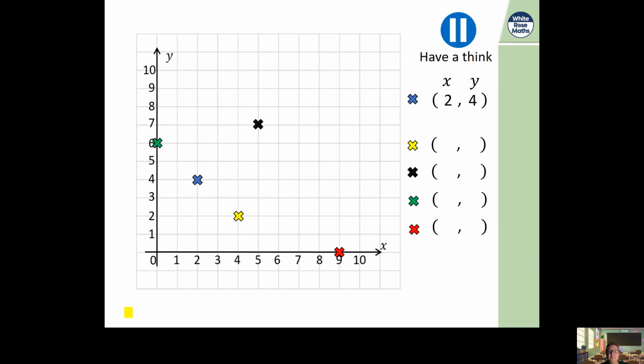So pause the video and have a think about these additional points. We've still got the blue one here at 2, 4, so that's your reference and reminder point. And then have a go at these. So pause the video for as long as it takes you to have a go at those and jot them down. So let's have a look and see how you did. You feeling confident this morning?